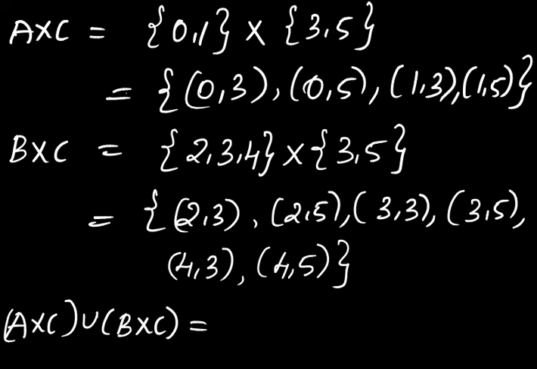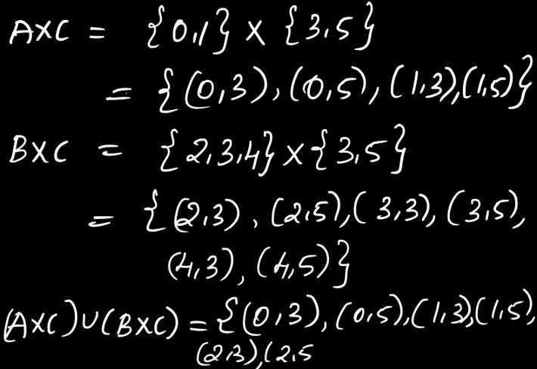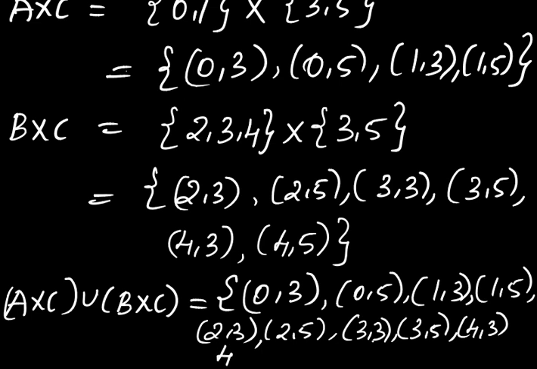So write all the ordered pairs together. If any pair is repeated, just write it once. So we'll get 0, 3, 0, 5, 1, 3, 1, 5, 2, 3, 2, 5, 3, 3, 3, 5, 4, 3, 4, 5. So mark it as equation number 2.